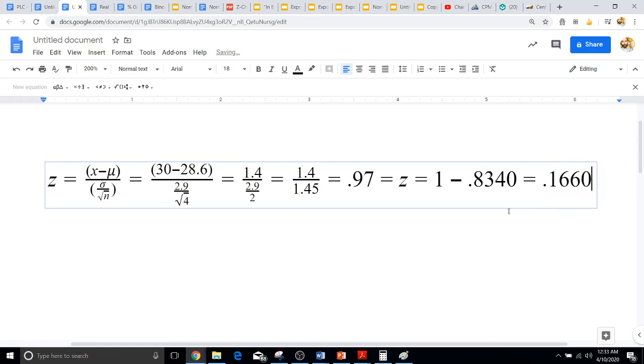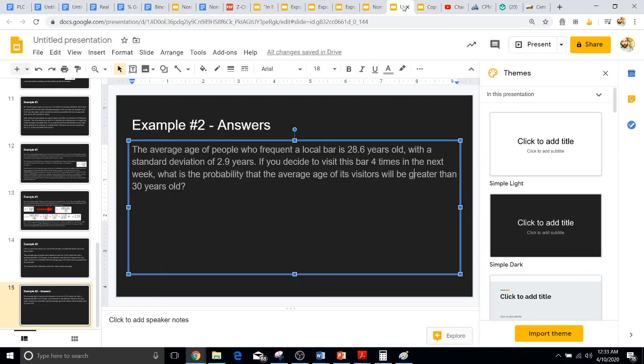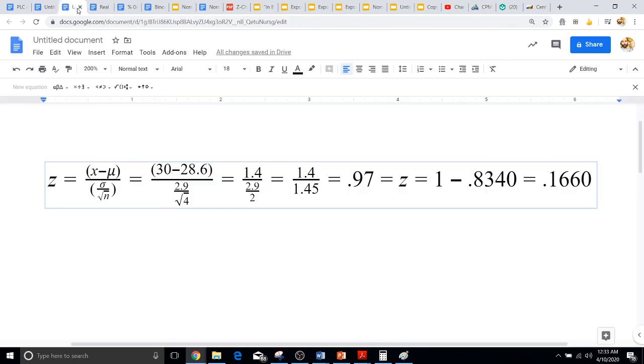And there we go. The probability that the average age of its visitors will be greater than 30 years old is 16.6%. And this is going to conclude the video for how to solve for this problem.